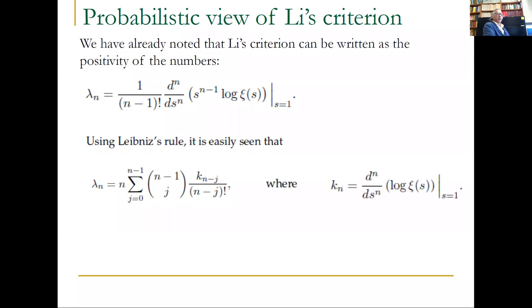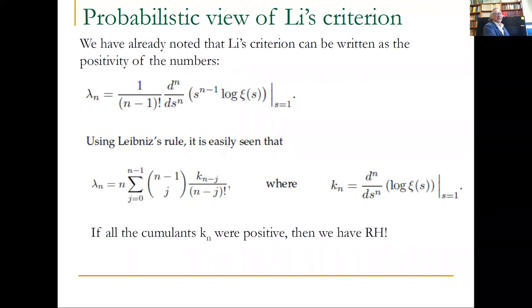So the cumulants k sub n are just the nth derivative of log c of s evaluated at s equals 1. So if all the cumulants now were positive, then we will have the Riemann hypothesis. Now, this is not the Riemann hypothesis, it's Riemann hypothesis factorial. Okay, so we'll have quite a bit if they were all positive. I think we'll have much more.